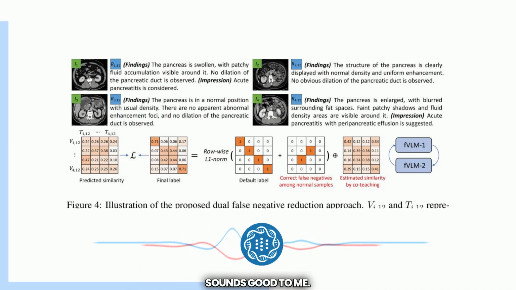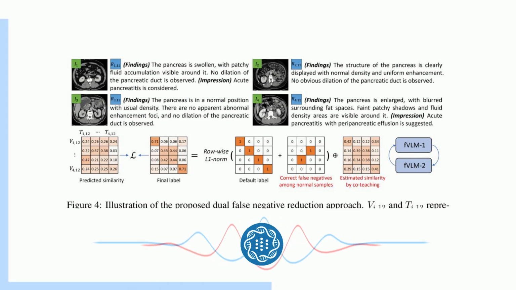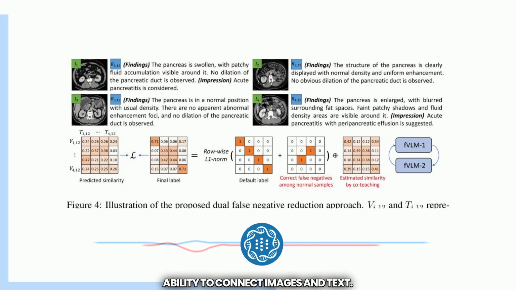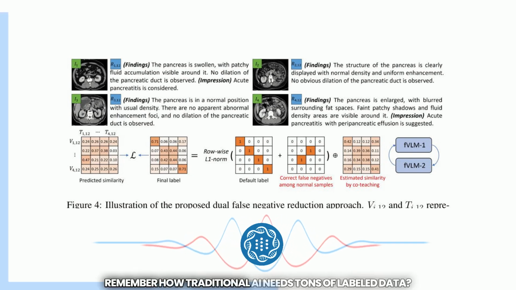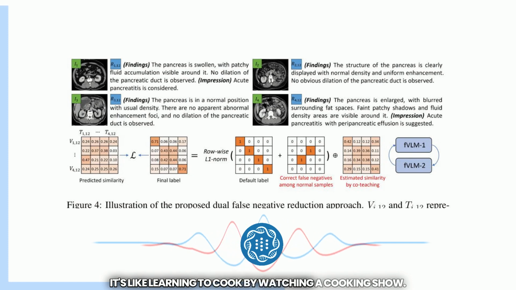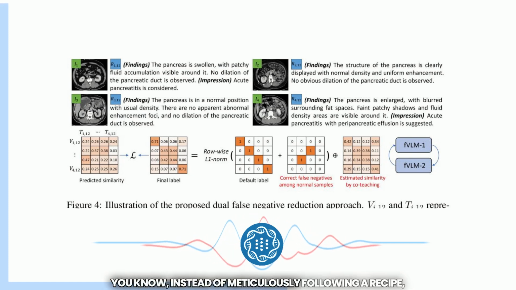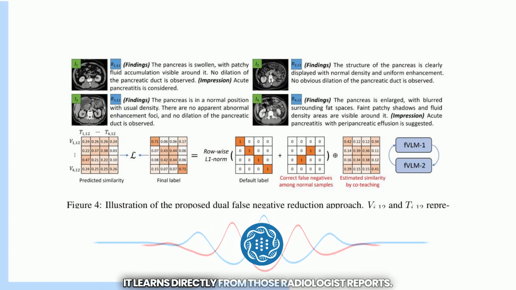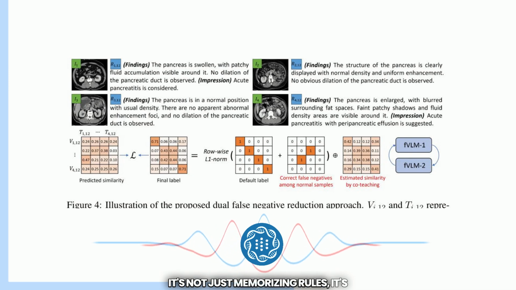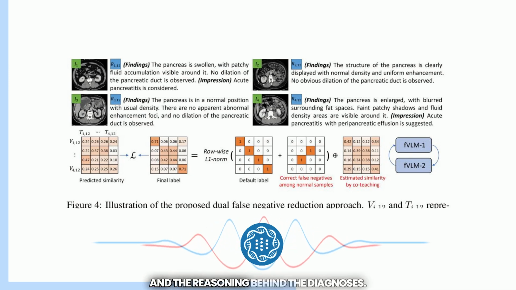Sounds good to me. All right, so where were we? Yes, fVLM and its amazing ability to connect images and text. But there's another cool thing about it. Remember how traditional AI needs tons of labeled data? Well, fVLM kind of takes a different approach. Different how? It's like learning to cook by watching a cooking show, instead of meticulously following a recipe. It learns directly from those radiologist reports. No need for all those explicit labels. Exactly. It's not just memorizing rules, it's actually picking up on the patterns and the reasoning behind the diagnoses.